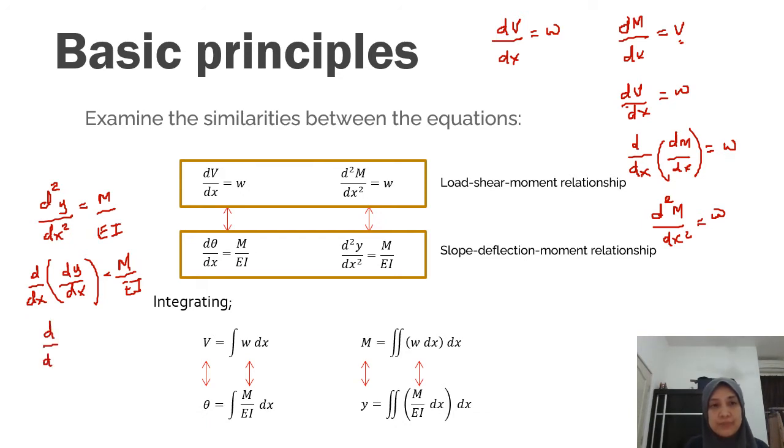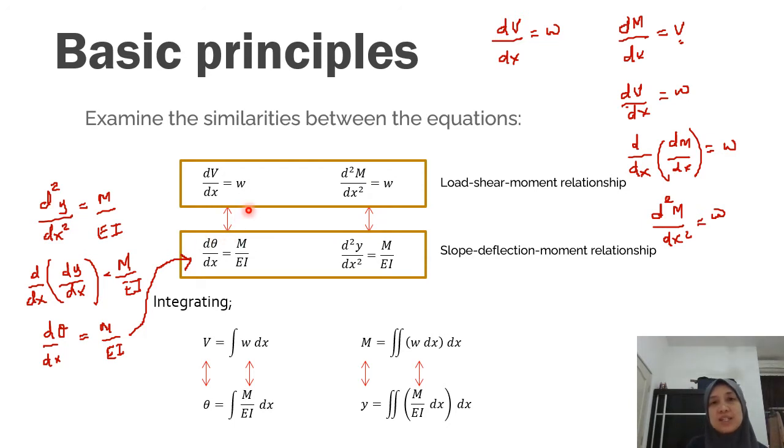So d theta over dx will give me M over EI. This is where it comes from. So d theta over dx is M over EI, and d squared y over dx squared is also M over EI. If you look at these two equations, the first line comes from the load, shear, moment relation, and the second line comes from the slope, deflection, and moment relation.